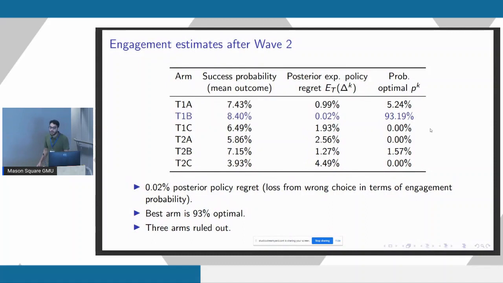Furthermore, we also rule out three treatment arms. Just after 2 waves, we are able to say, hey, T1C, T2A, and T2C have 0 chance of being the optimal treatment arm. We can rule them out.